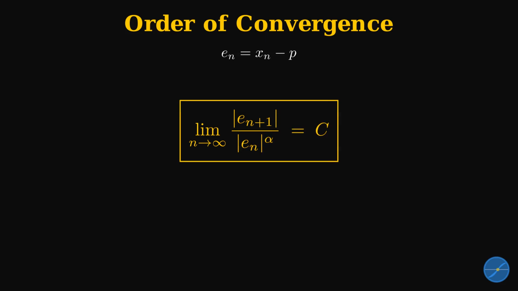Let's make that precise. First, the error e_n is how far x_n sits from the true value p. We say the method has order alpha with constant c if the error obeys this limit. Alpha equal to 1 is linear convergence, alpha equal to 2 is quadratic, dramatically faster.